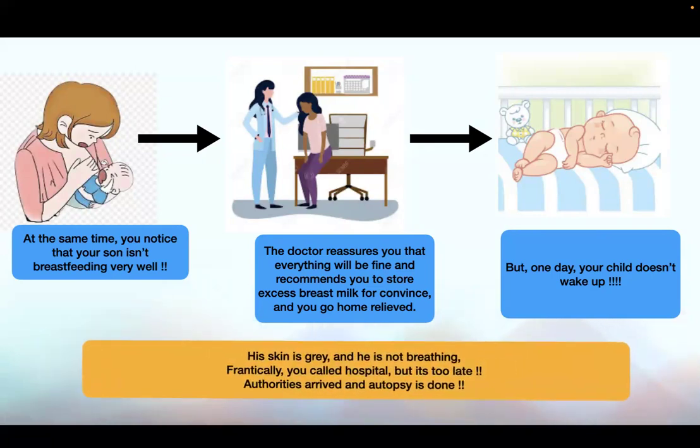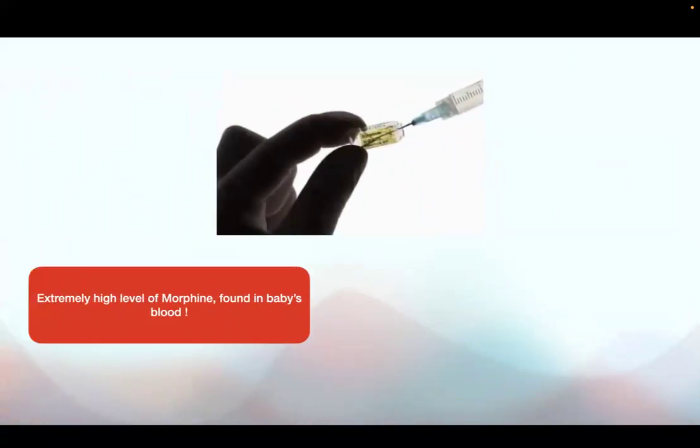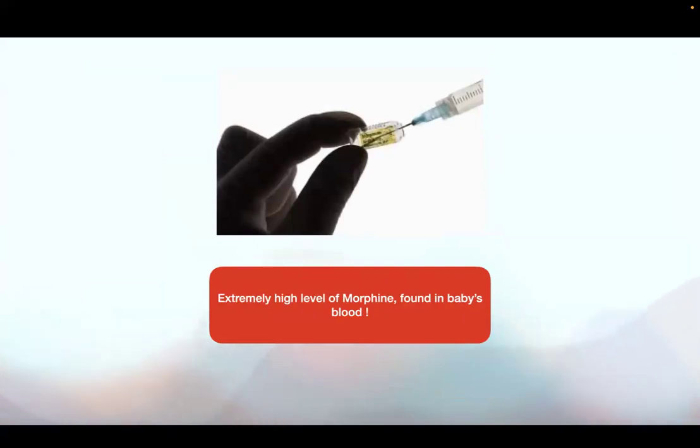So, what happens next? His skin is gray and he is not breathing. Frantically, you call the hospital, but it's too late. Authorities arrive and an autopsy is done. And what they found is this: an extremely high level of morphine in the baby's blood. Codeine was the drug that was prescribed as a painkiller to the lactating mother, and after the death of the baby, the autopsy found an extremely high level of morphine in the baby's blood.